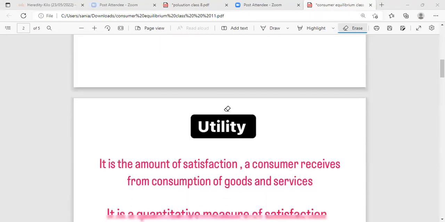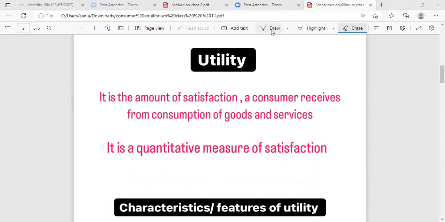Okay, students. Now moving to the next topic, which is utility. So what is utility? It is the amount of satisfaction a consumer receives from consumption of goods and services. Basically, it is the amount of satisfaction a consumer receives from consumption of goods and services.